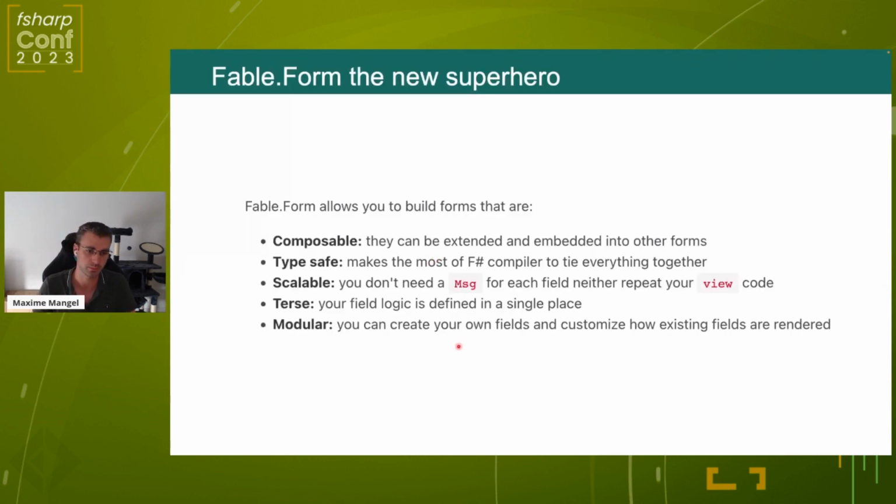To summarize this demo, I just took a screenshot of what is on the index page of Fable.Form, and we can check each of these marks. So we saw that the form was composable because we were able to reuse other forms. For example, the form address was reused and embedded into a form. It's type safe because the F# compiler is tying everything together for us. And the really nice feature is we have a clean distinction between the type used for the view and the type of the output used by the form.